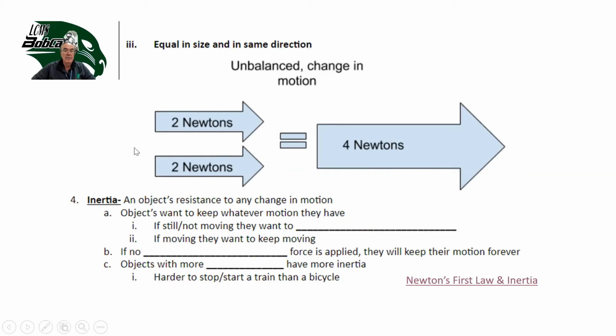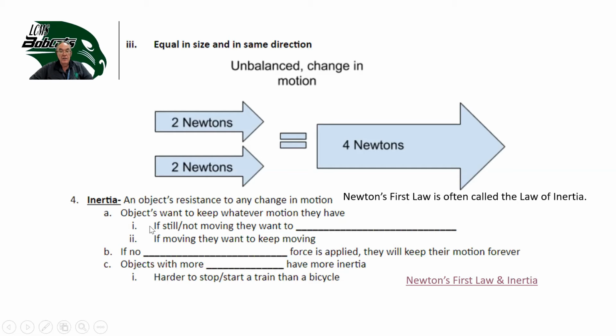An important concept with these forces and motions is the idea of inertia. And inertia is any resistance to a change in an object's motion. So basically, objects want to keep doing whatever it is that they're doing. If they're in motion, they want to stay in motion. If they're not moving, they want to stay not moving. Okay? Often Newton's first law is called the law of inertia.